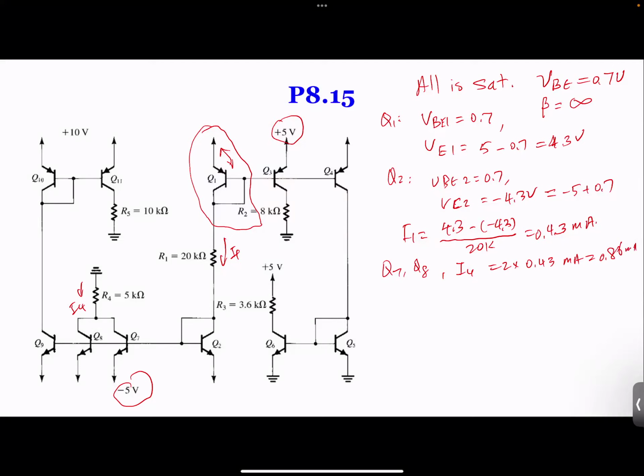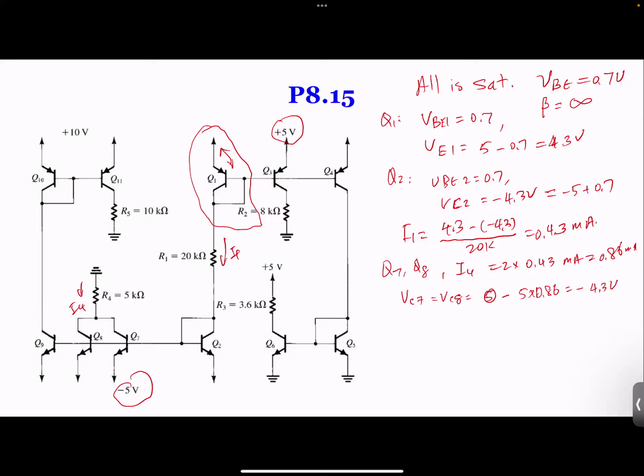Therefore, VC7 equal to VC8. It's going to be 5, it's going to be 0 minus 5K times 0.86, which is going to be minus 4.3 volts. Okay, so that's fine, 4.3 volts.